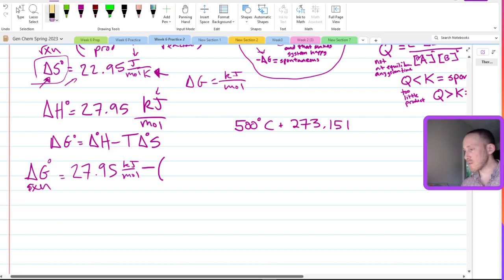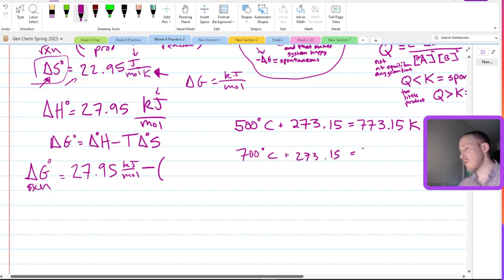So our Celsius plus 273.15, and plenty of people skip the 0.15, but I figure if you're going to be sciencey, be sciencey. So there we go. So that's our first temperature point in Kelvin. The other one was 700 degrees Celsius, plus 273.15, and that is obviously going to equal that. So let's solve it for the first one first.